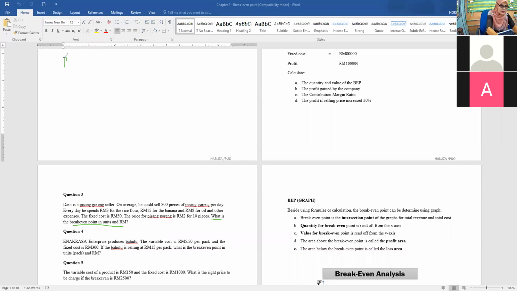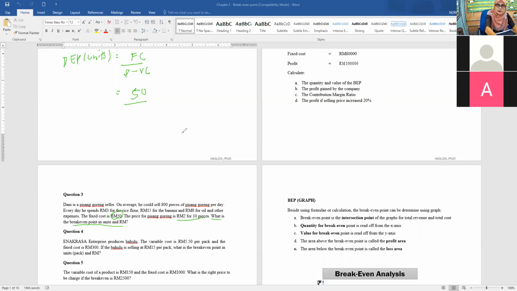adalah break-even point in units equal to fixed cost divided by price minus variable cost, kan formula dia. Okay, fixed cost kalau tengok pada soalan, fixed cost is RM50, kan. So fixed cost 50, price is RM2 for 10 pieces.